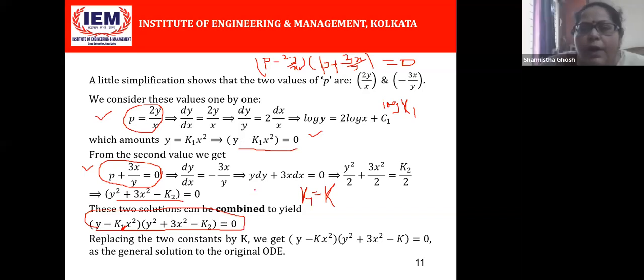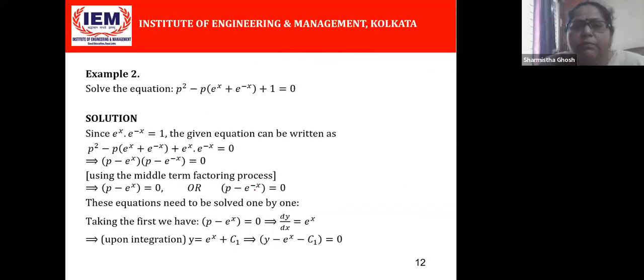Yes, sir. Okay, so I will now go on to the next problem, another example for this case, solvable for p. So you see the equation p² - p(e^x + e^(-x)) + 1 = 0. You can see that this again can be treated as a quadratic equation in p. In fact, this is a special one, there is no y involved, but anyway, that does not harm. We have dy/dx and x over here. So we can treat this as a quadratic equation in p.